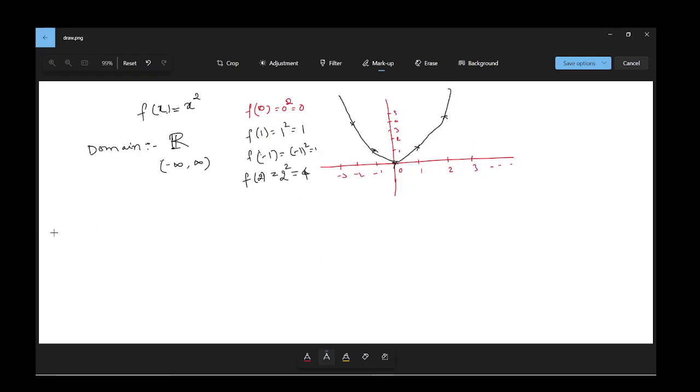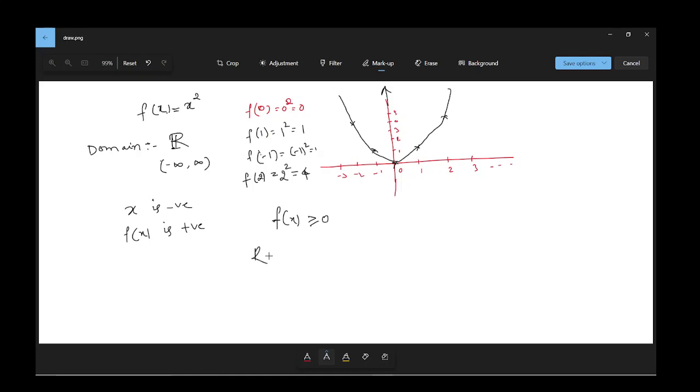One thing we can observe here is that even if x is negative, f of x is positive, because we are squaring every number. So the value of f of x is always positive. The values of f of x we call the range. You can see here it is a positive value, and this is called the range of this function.